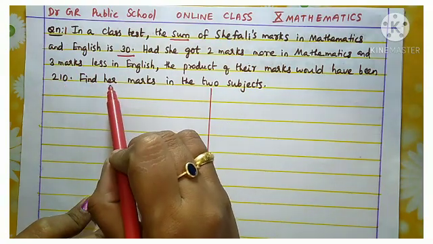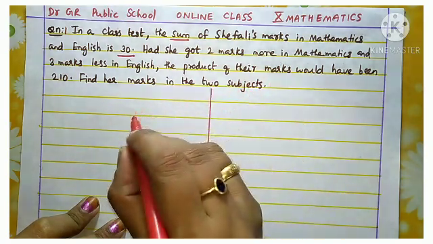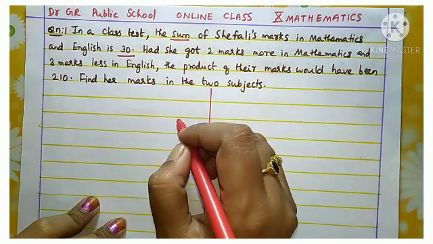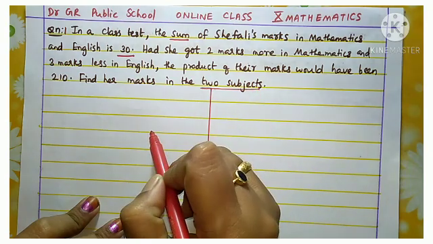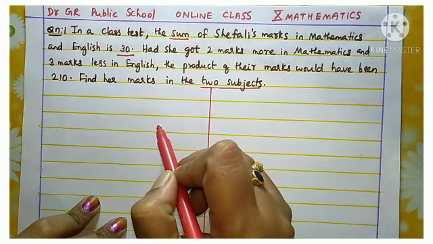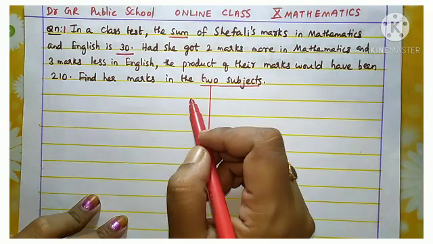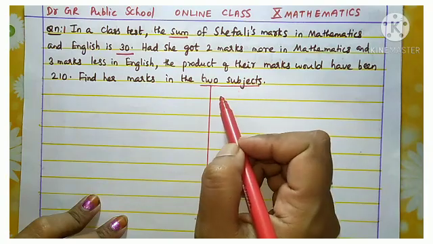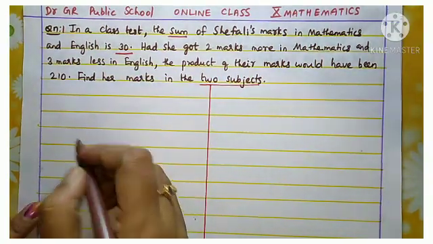Now we need to find her marks in the 2 subjects. So what is her mark in maths? What is her mark in English? We need to find out. Okay, so these 2 subjects we want to find out separately. So that should be our variable. Okay, so we are going to take the mark of each subject as our variable. So let us start the answer.